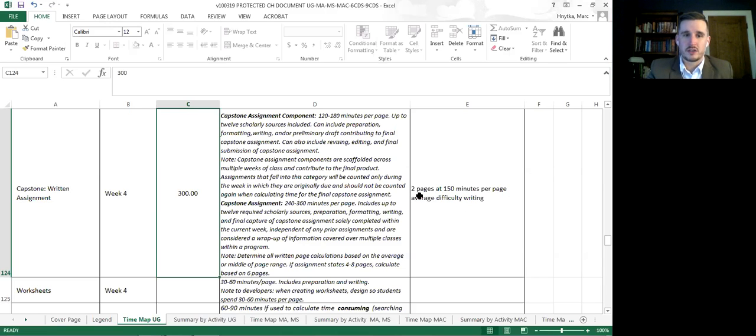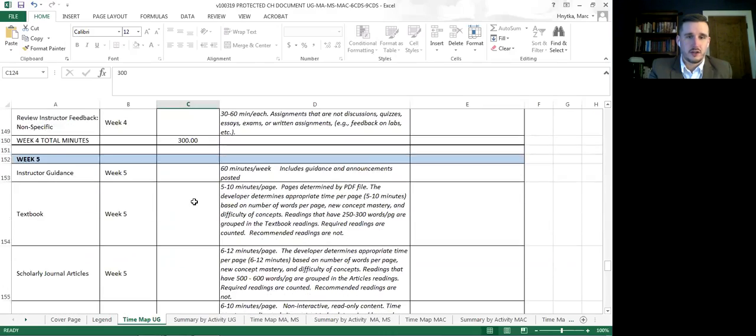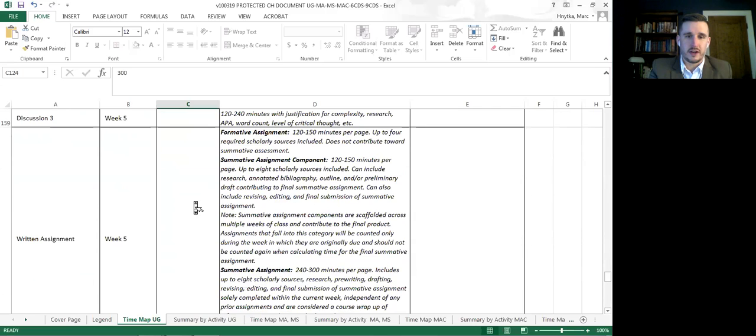So we're going to say in weeks 1 through 4, it will be 2 pages at 150 minutes per page, average difficulty level writing. And this does include other work as the student progresses, including revising, editing, and those types of activities. So for each of the 4 weeks, this is going to clock in at 300 minutes per week. And then if we look at the same category in week 5, we will show you the final calculation.